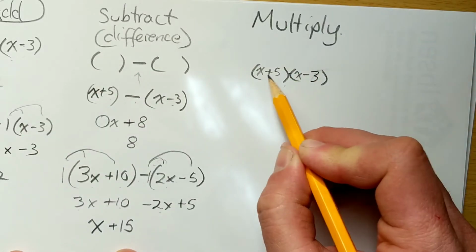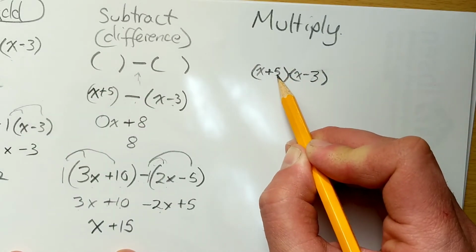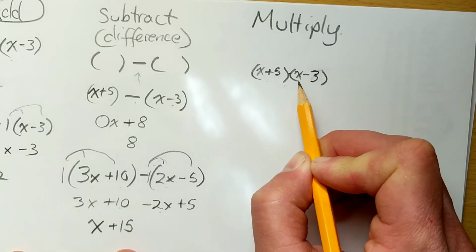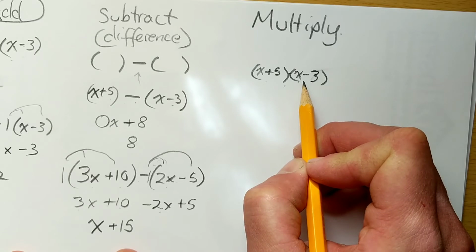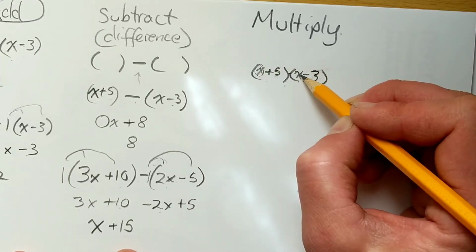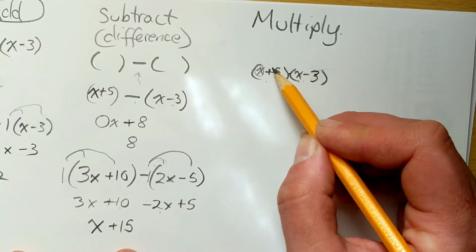Basically what this is saying is everything represented in this quantity is going to get multiplied by everything represented in this quantity. So everything over here gets multiplied by over here. But everything over here also gets multiplied by over there. So this x has to be multiplied by x and negative 3. So we can use rainbows to keep track of that.